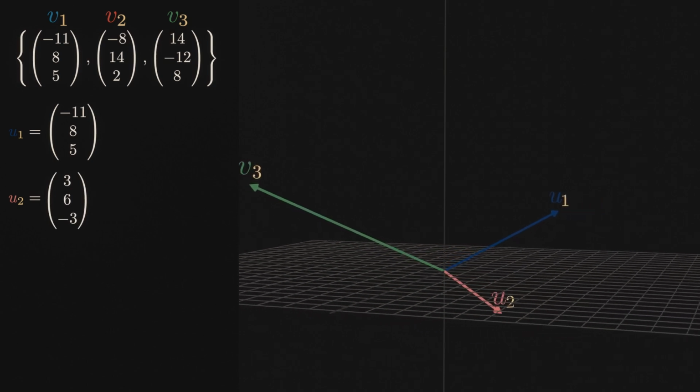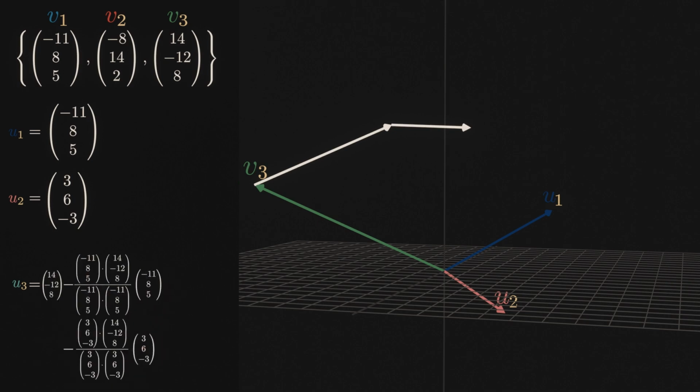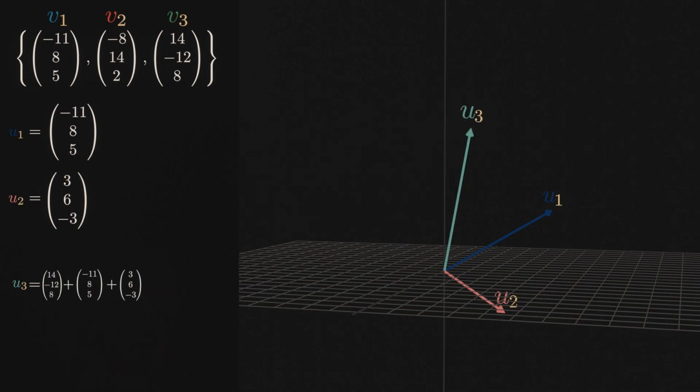Now, time to get u3. u3 will be equal to v3 minus v3 projected onto u1 minus v3 projected onto u2. Once again, we replace this with our formula, substitute in all the values, and then solve for u3. This gives us the vector 6, 2, 10.